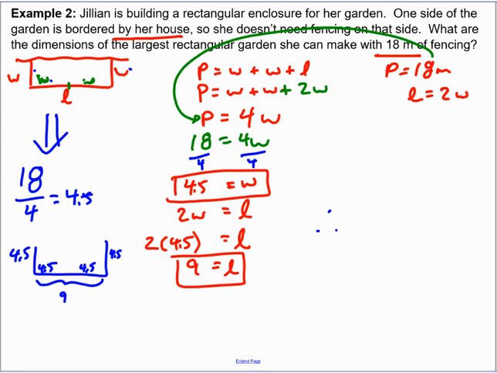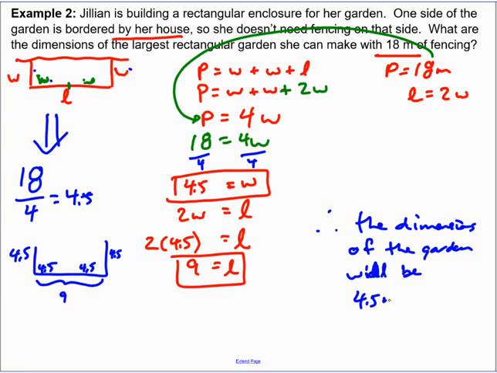Anyways, well done. The dimensions of the garden will be 4.5 meters wide and 9 meters long.